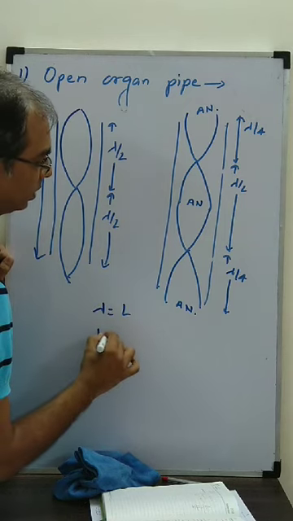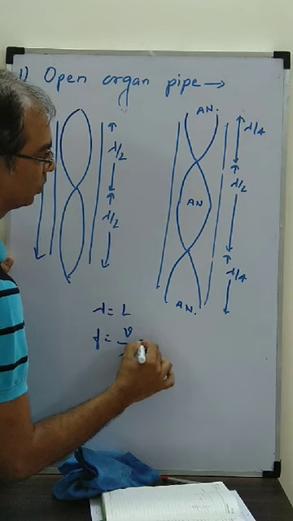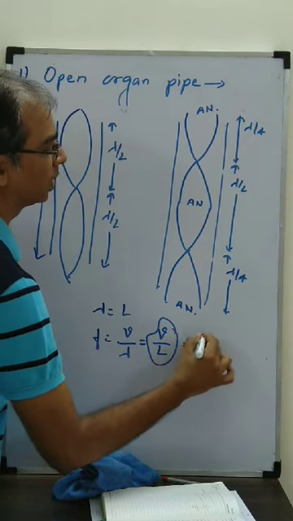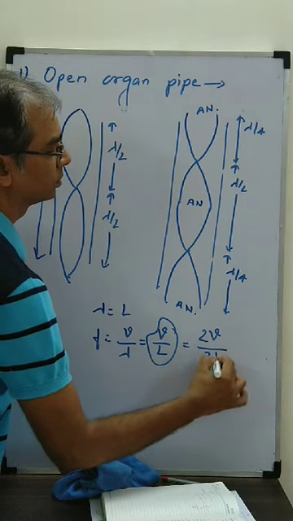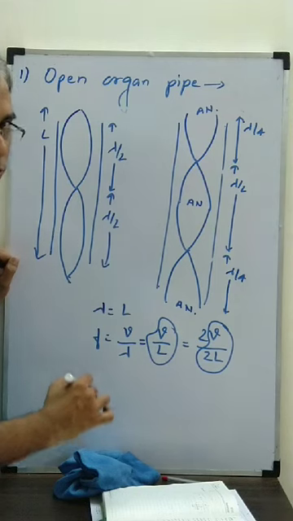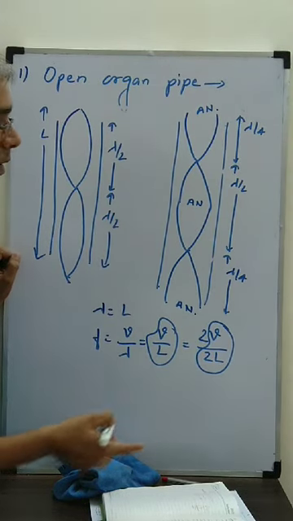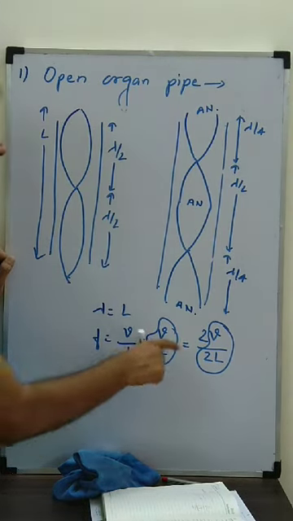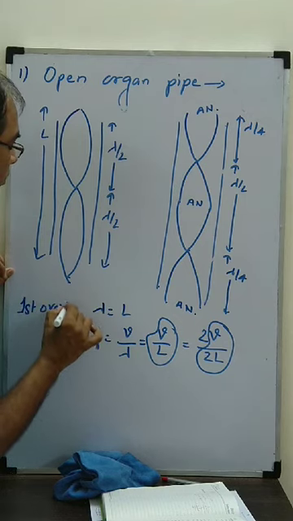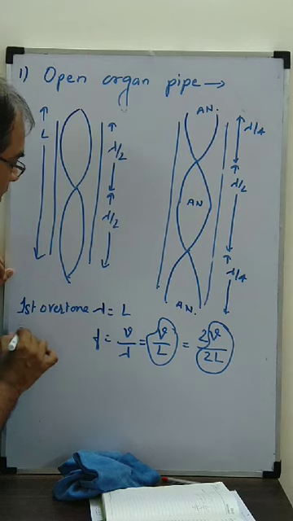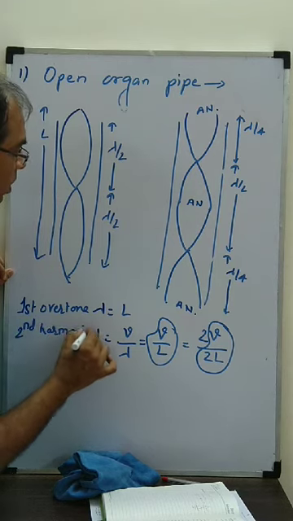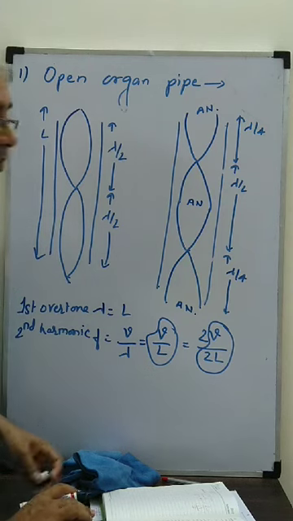So frequency, we know that V by lambda. So we will write it as V by L, but we don't prefer this form. Instead we write 2V by 2L, so that we can get whole number multiples of V by 2L. Previous one was 1V by 2L. Now we have 2V by 2L. So what is this called? This is called first overtone or second harmonic. These are fundamental frequencies of organ pipe.